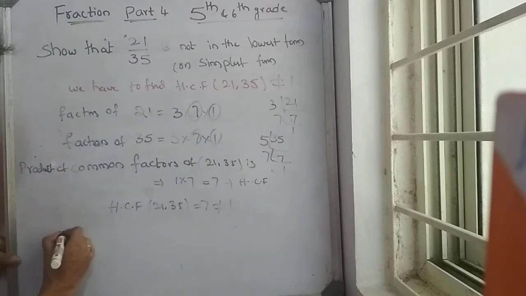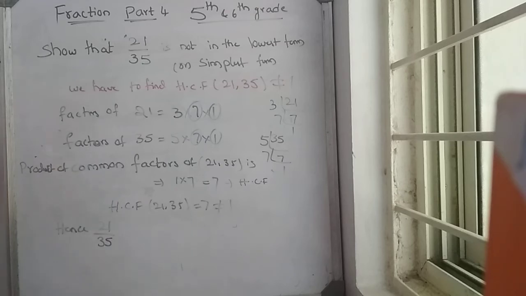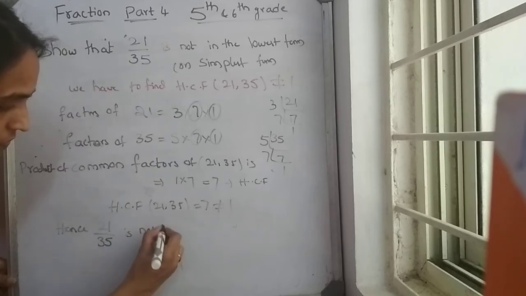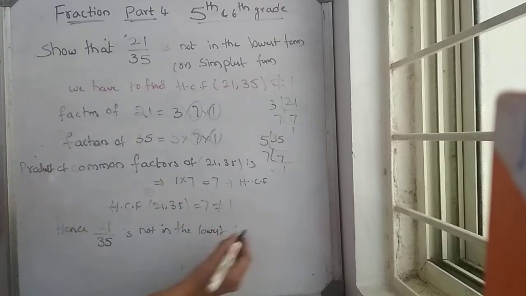So hence 21 by 35 is not in the lowest form, lowest term.